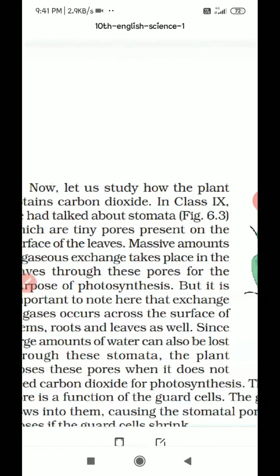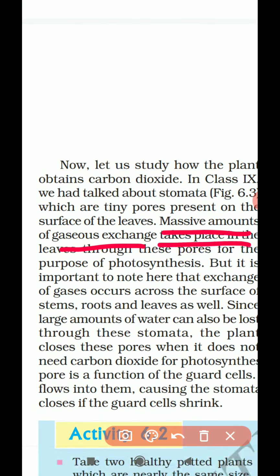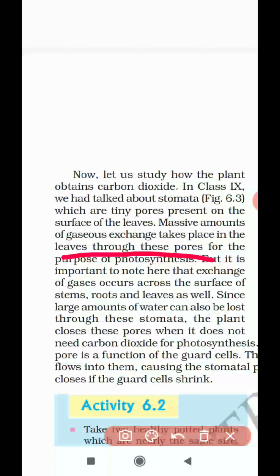Massive amount of gaseous exchange takes place in the leaves through these pores for the purpose of photosynthesis. So carbon dioxide will be coming inside and oxygen will be moving outside.